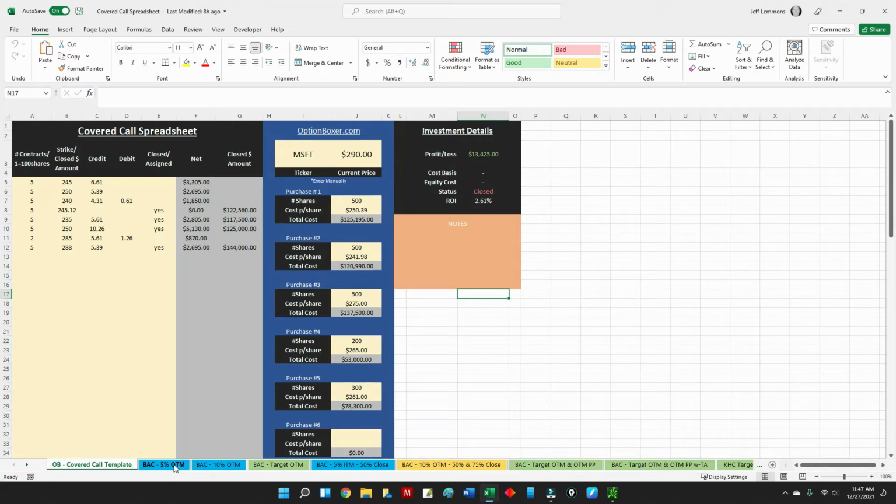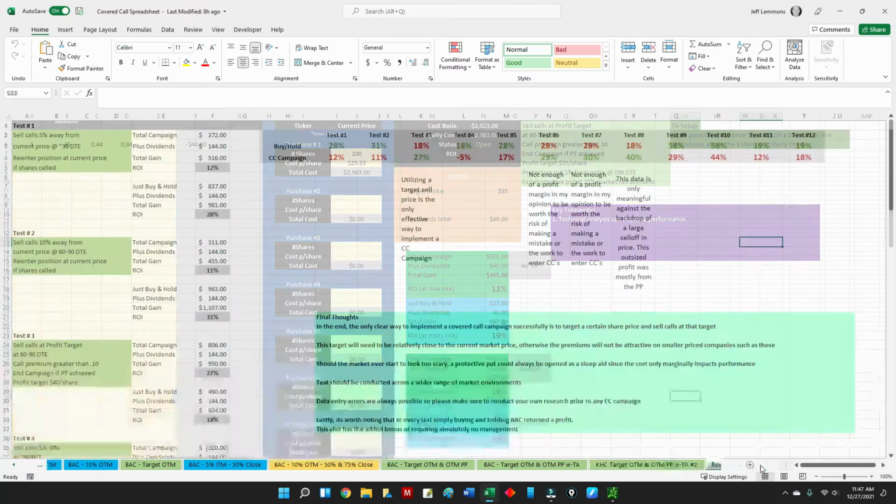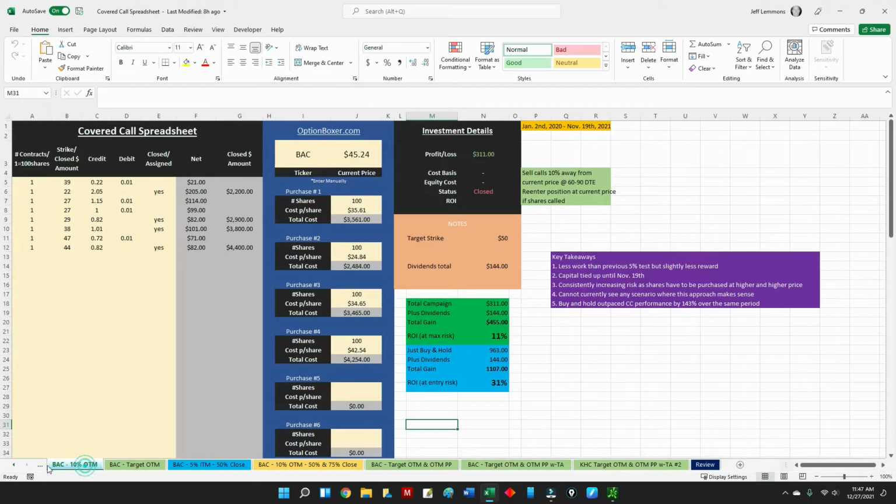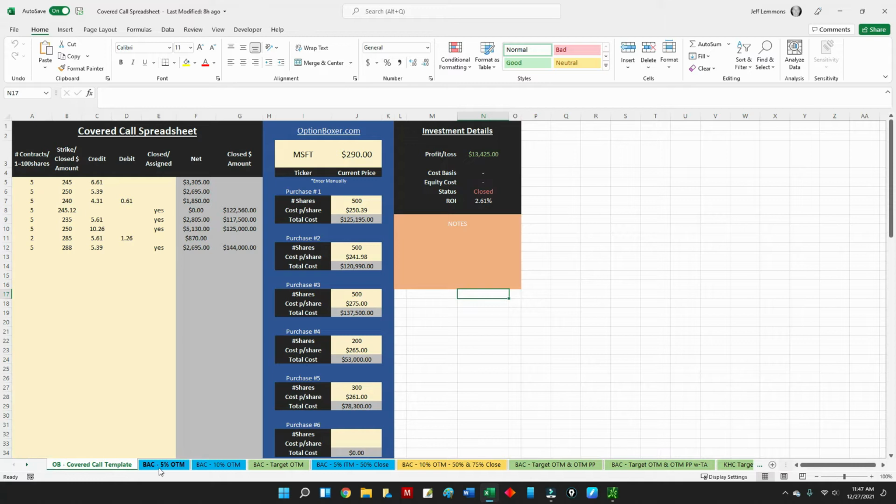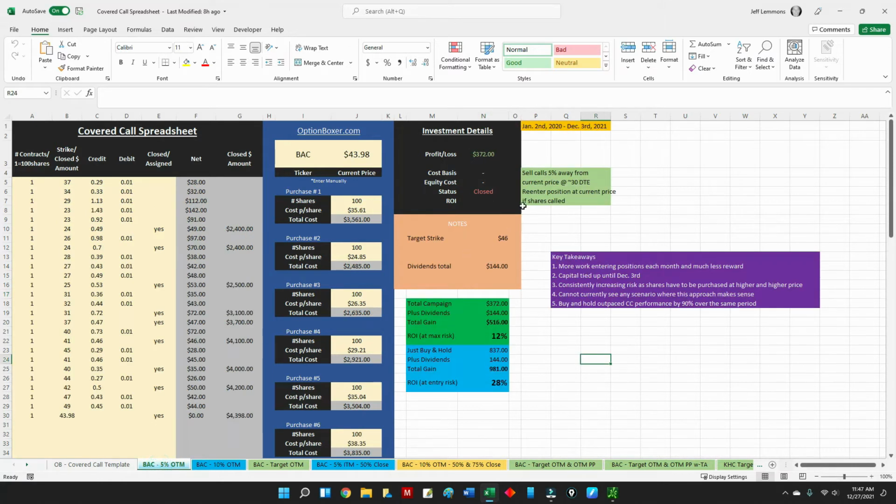But let's go ahead and get into the backtest. You'll see all these different tabs down here are the different backtests I attempted, and then we'll of course finish up with that review there at the end. The first one I tested, you'll see I've got right here in green on all the different pages what the backtest was and how I approached it.